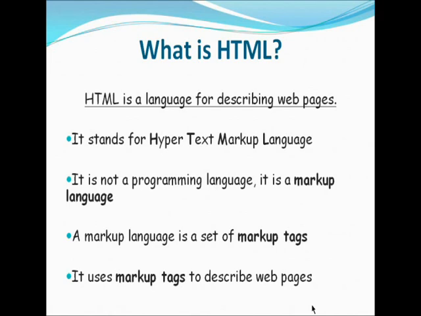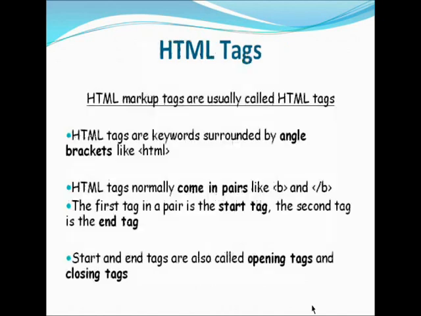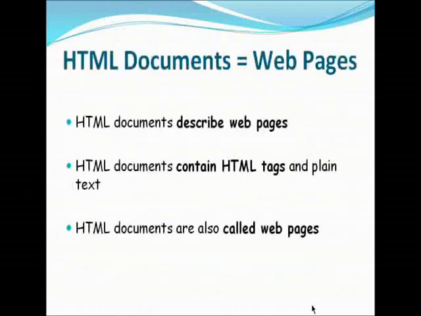And a markup language is a set of markup tags, and HTML uses markup tags to describe web pages. HTML markup tags are usually called HTML tags. They are keywords surrounded by angle brackets. They normally come in pairs. The first tag in a pair is the start tag, and the second tag is the end tag. Start and end tags are also called opening tags and closing tags.